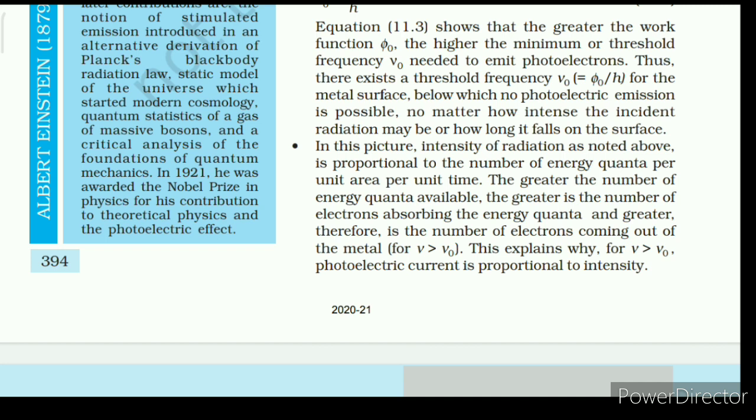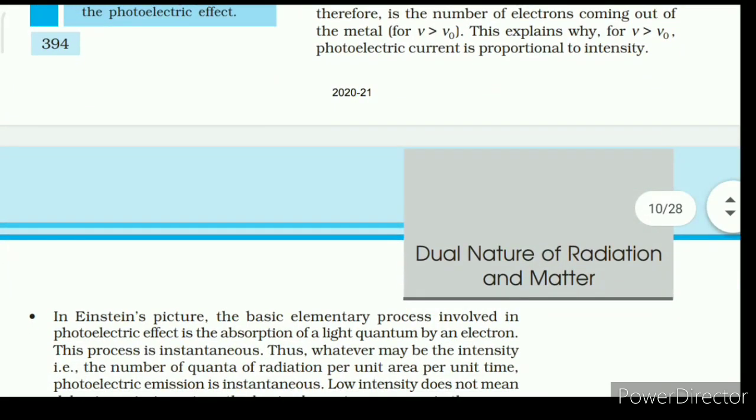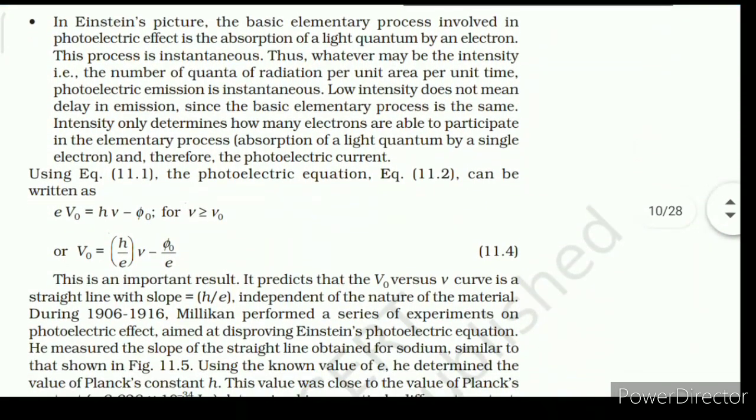In Einstein's picture, the basic elementary process involved in photoelectric effect is the absorption of a light quantum by an electron. This process is instantaneous. Thus, whatever may be the intensity, that is, the number of quanta of radiation per unit area per unit time, photoelectric emission is instantaneous. Low intensity does not mean delay in emission, since the basic elementary process is the same. Intensity only determines how many electrons are able to participate in the elementary process, and therefore the photoelectric current.